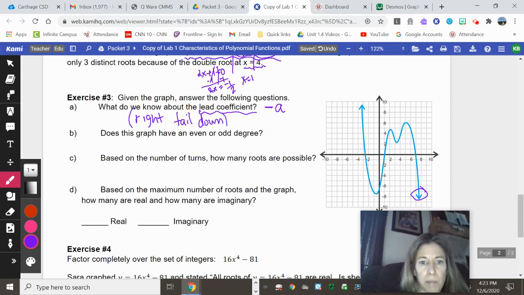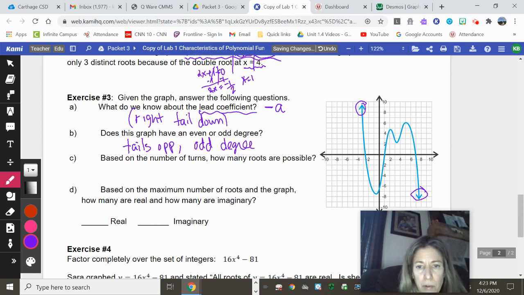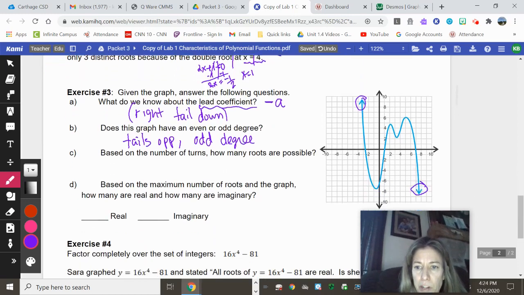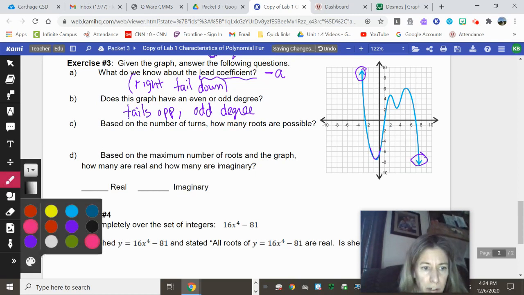All right, is it even or odd? Well, the tails are opposite. So since tails are opposite, we have an odd degree. Based on the number of turns, how many roots are possible? We haven't talked about this yet, but the general rule is we look for the number of turns. So we don't count the highest. We're switching from going negative to positive. So this is a turn, and I'm going to circle all my turns in pink.